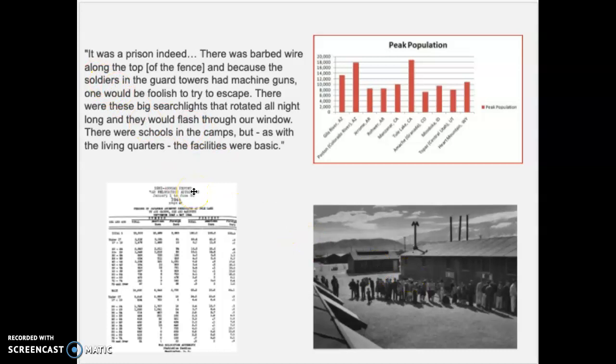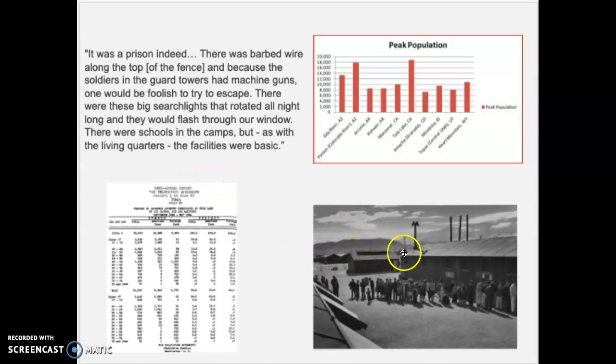There was barbed wire along the top of the fence, and because the soldiers in the guard towers had machine guns, one would be foolish to try to escape. There were these big searchlights that rotated all night long, and they would flash through our window. There were schools in the camps, but as with the living quarters, the facilities were basic.